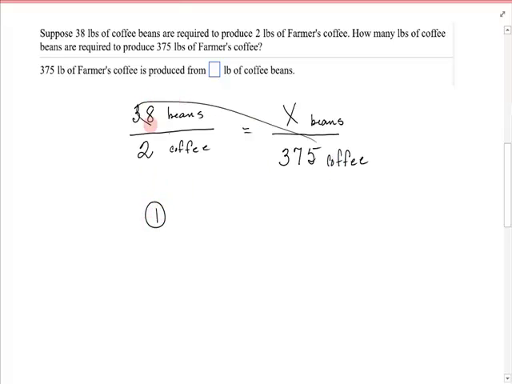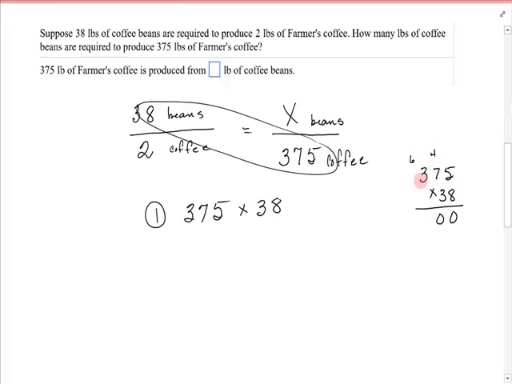Step number 1, the cross product with the numbers. 375 times 38. 8 times 5 is 40. Carry the 4. That's 56. And 4 is 60. Carry the 6. That's 24. And 6 is 30.